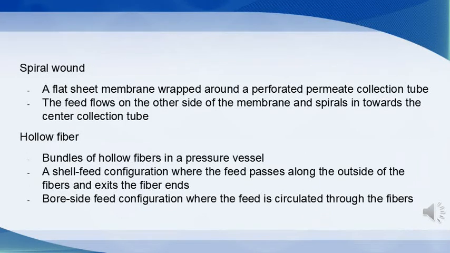The third membrane configuration is spiral wound. A spiral wound element consists of membrane, feed spacer, permeate spacer, and a permeate tube. A flat sheet membrane is wrapped around a perforated permeate collection tube. The feed flows on the other side of the membrane and spirals in toward the center of the collection tube.